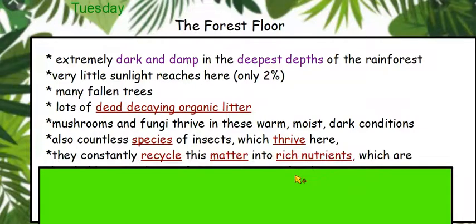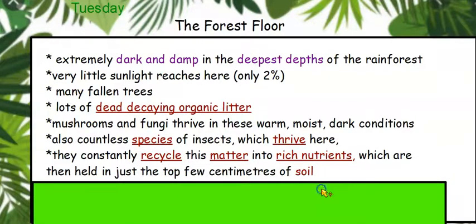You might have also made a few more notes about what lives in the rainforest. We'll cover that in a minute. They constantly recycle this matter into rich nutrients. So recycling, we know what that means. To use again, to turn it into rich nutrients, means to put goodness back into the soil. And those things are then held just in those top few centimetres of soil.